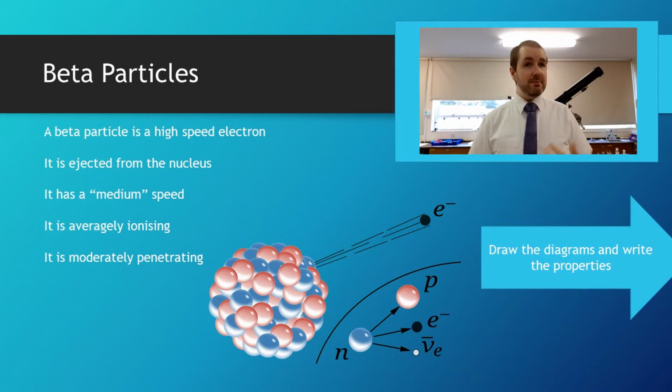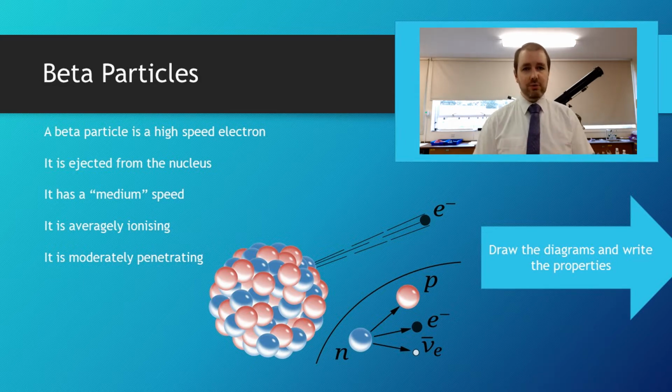What you need to know about the beta particle though is it's got a medium speed, which means it's fairly zippy, but it's not going to be as fast as the other type of ionizing radiation you need to know about. It is averagely ionizing, and it is moderately penetrating. It is very much the middle grade student of the ionizing radiations, which can actually make it slightly more dangerous than alpha particles. I mean, it's going to pass through air quite easily.